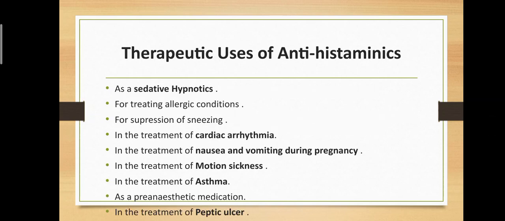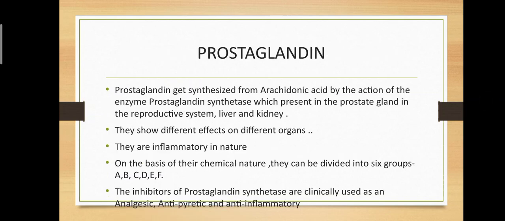Therapeutic uses of antihistaminics. It is used as sedative hypnotics, for treating allergic conditions, for suppression of sneezing, in the treatment of cardiac arrhythmia, in the treatment of nausea and vomiting during pregnancy, in the treatment of motion sickness, vomiting during traveling, in the treatment of asthma as a free anesthetic medication, and in the treatment of peptic ulcer.